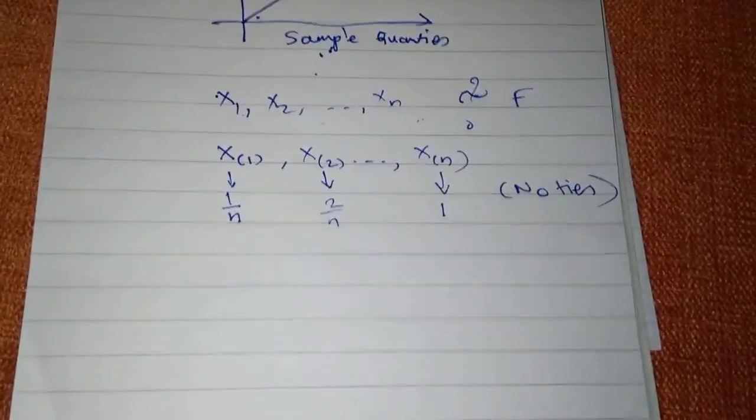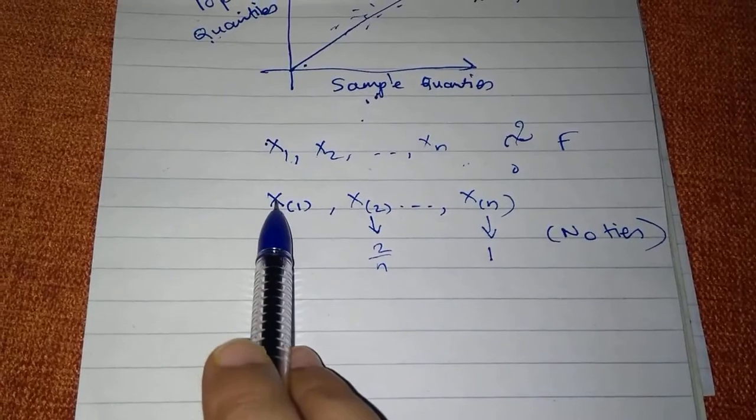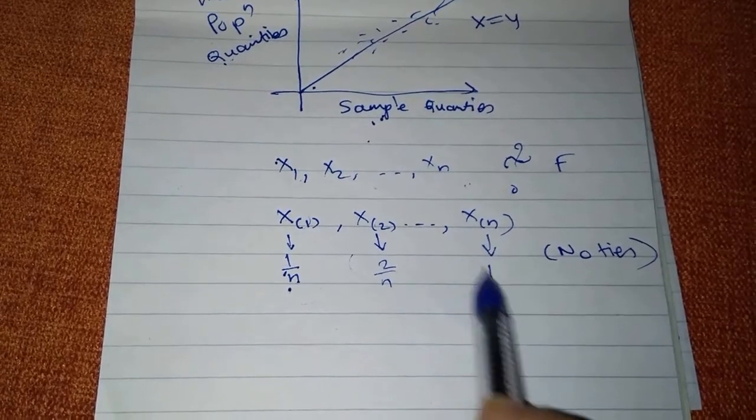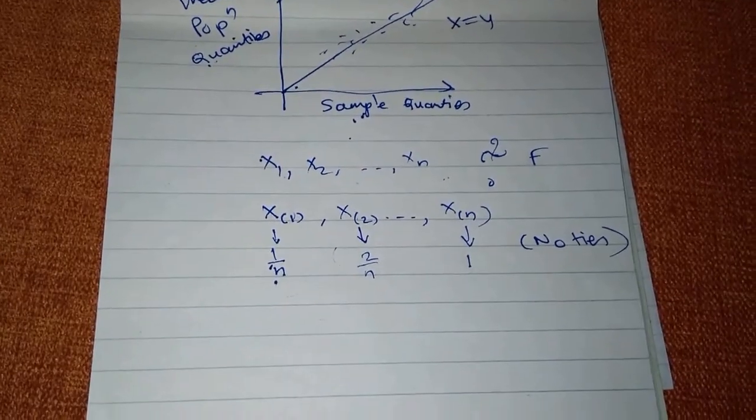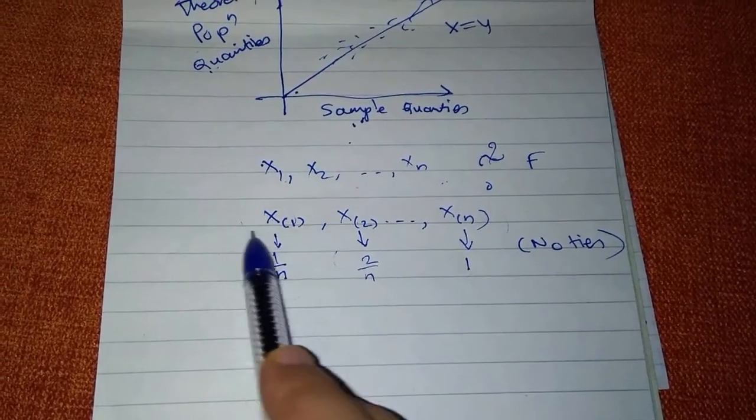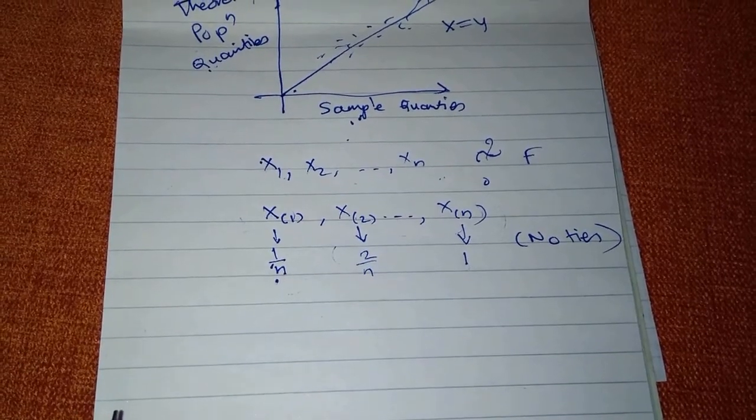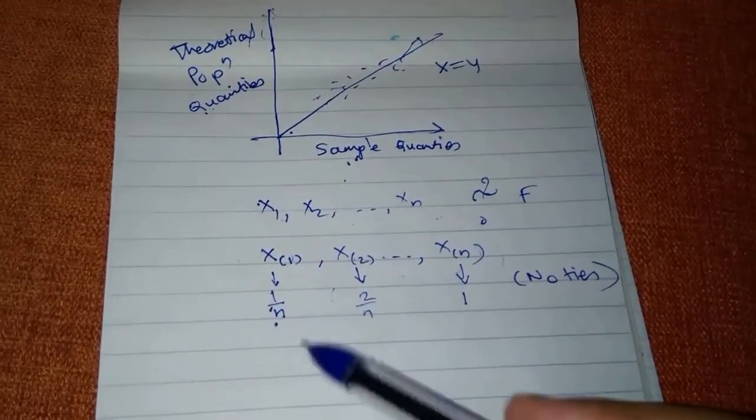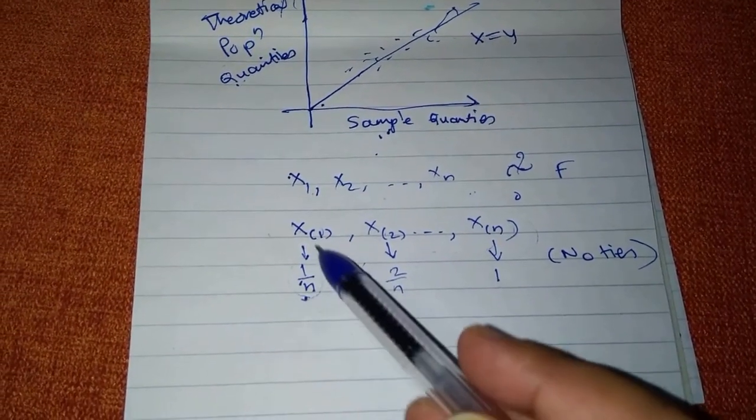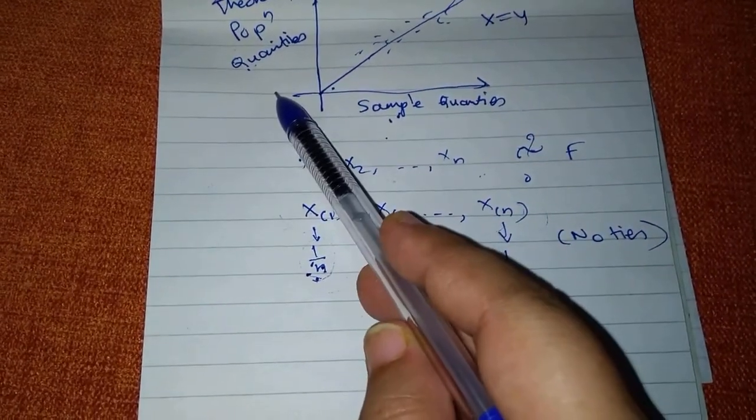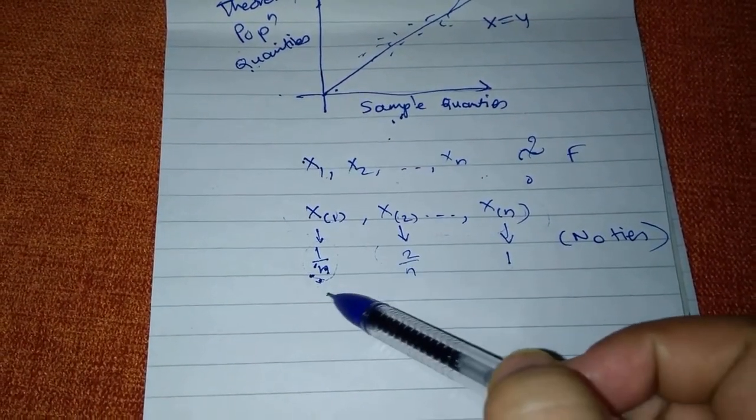If this is the CDF at this point, this becomes the 1 by nth quantile, this becomes the 2 by nth quantile, this becomes the last quantile, and so on. So my sample quantiles are nothing but these values, the order statistics from the given data. Now, what is the population quantile? I need the corresponding population quantiles. If the CDF at this point is 1 by n, I need to see, as per my theoretical CDF, the point at which the CDF becomes 1 by n.